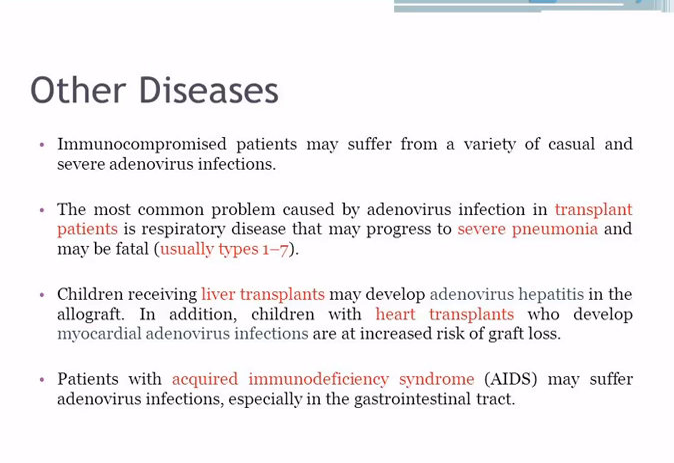Other diseases. Immunocompromised patients may suffer from a variety of casual and severe adenovirus infections. The most common problem caused by adenovirus infection in transplant patients is respiratory disease that may progress to severe pneumonia and may be fatal, usually types 1 to 7.